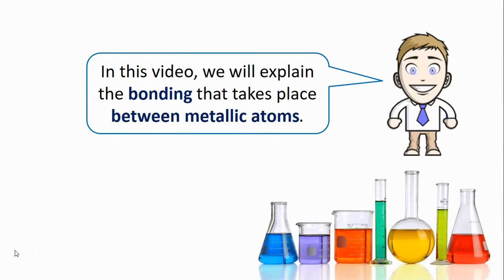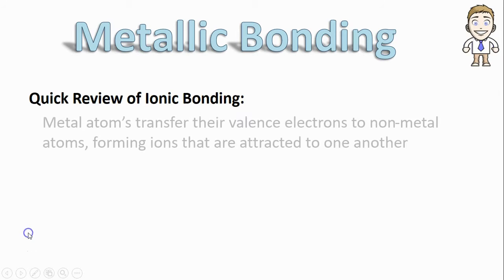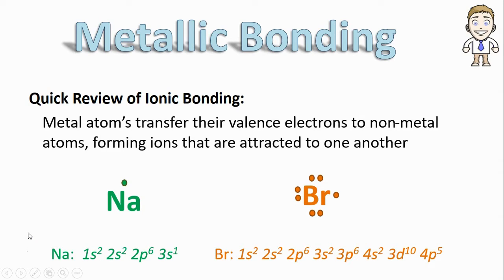In this video we're going to take a look at the bonding that takes place between metallic atoms. So first, remember that in ionic bonding you need a metal atom to transfer its valence electrons to a non-metal atom. Like between sodium and bromine, the valence electron moves from sodium to bromine, you form a +1 and a -1, and because of the opposite charges they're attracted to each other.